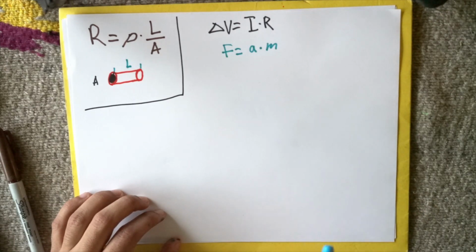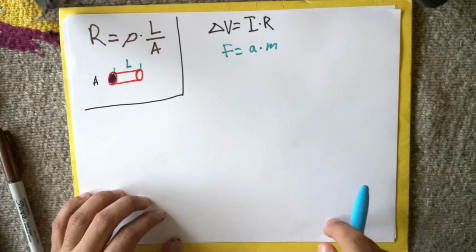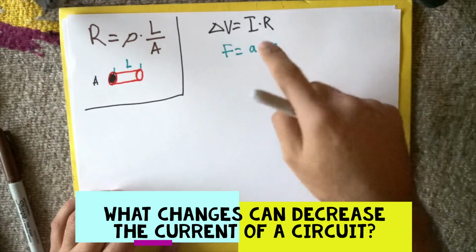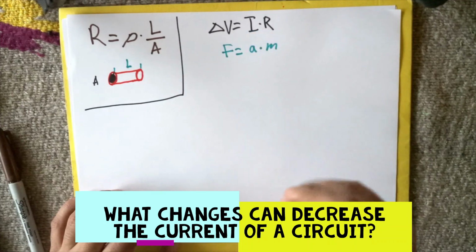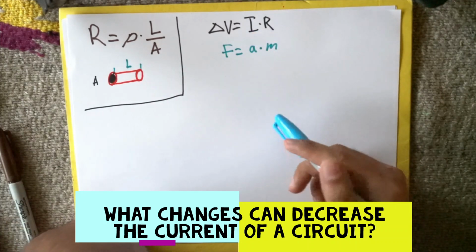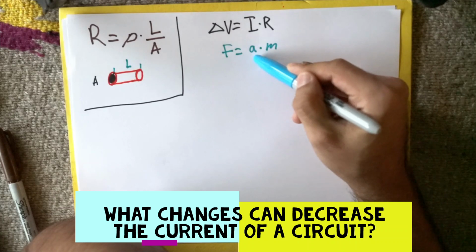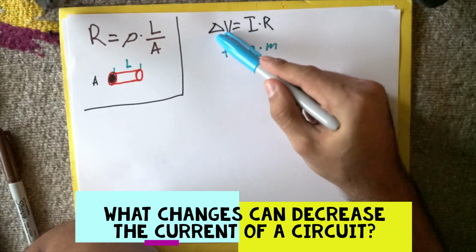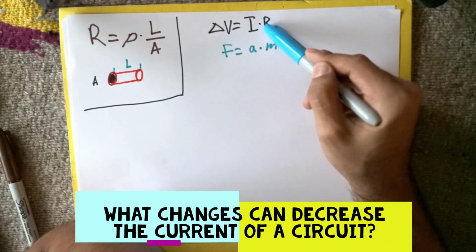So one of the questions that I asked you is, which of the following will cause the current through an electric circuit to decrease? So what would make this go down? Well, let's think of two things. To make this go down, either the voltage has to go down or the resistance has to go up.